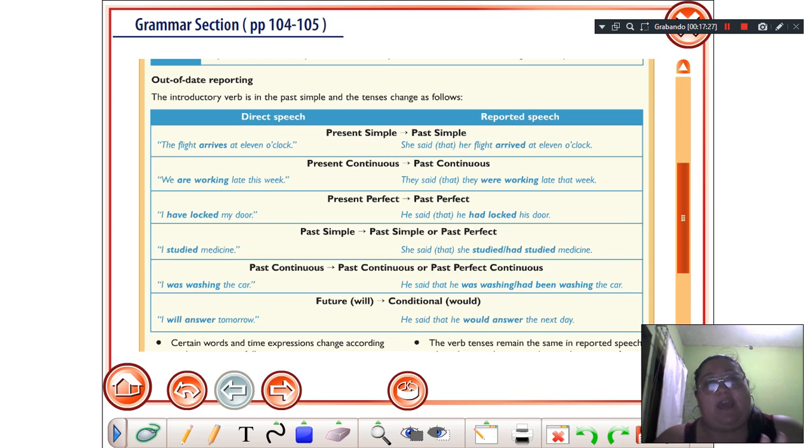Direct speech, if the sentences or the story or something we are giving to you is in present simple, you change to the past simple. The present continuous changes to past continuous. The present perfect is changed to past perfect. The past simple is changed to past simple, or the better option is the past perfect, okay? The past continuous is changed to past perfect continuous. And the future with will, you use with the conditional would. This square is very important that you remember to change the sentences, okay?